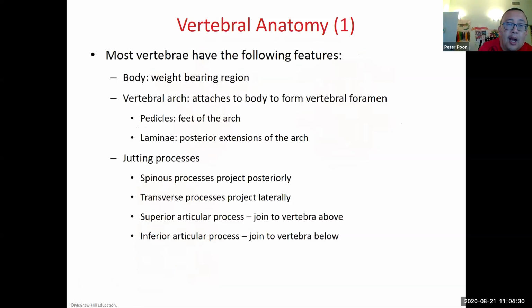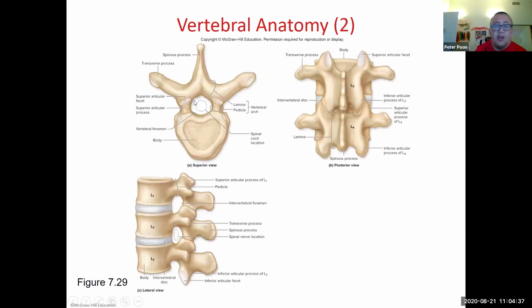The other things: the spinous process. The superior articular and inferior articular processes attach the vertebrae to each other. The spinous process and the transverse process attach other things like muscles and tendons to the vertebral column. So transverse processes, spinous process.